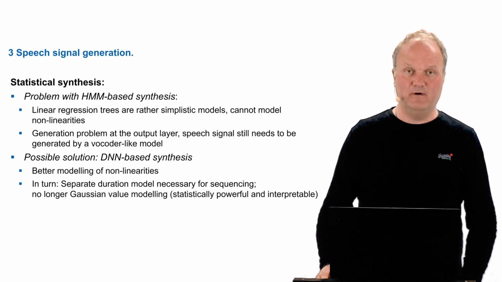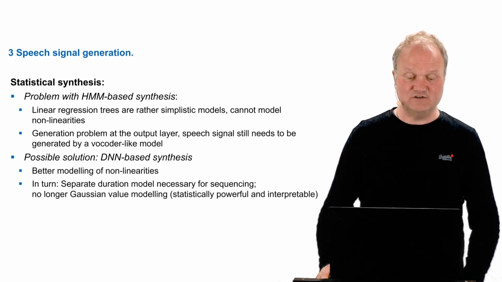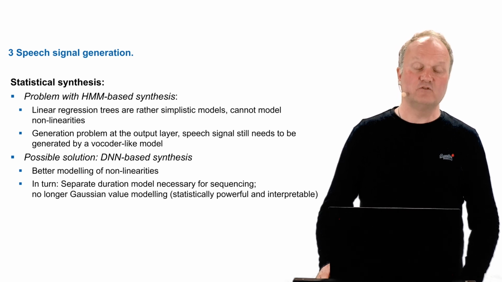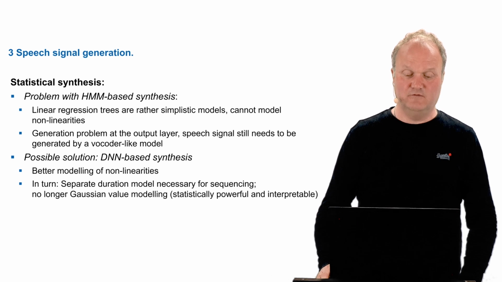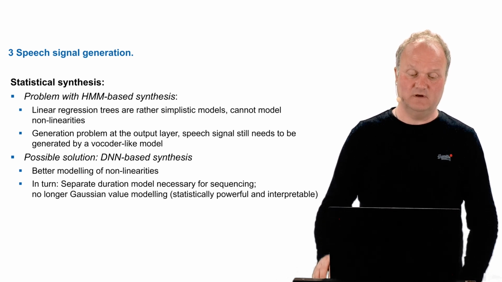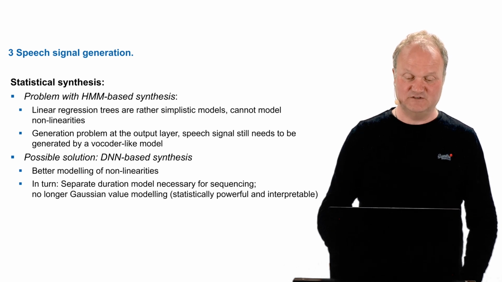A possible solution to overcome both of these problems is to use deep neural networks instead of the hidden Markov model and the linear regression trees. Deep neural networks are better in modeling nonlinearities, as we have seen, but in turn, a separate duration model is necessary for the sequencing part, because we don't have any longer Gaussian value modeling as with the linear regression trees.